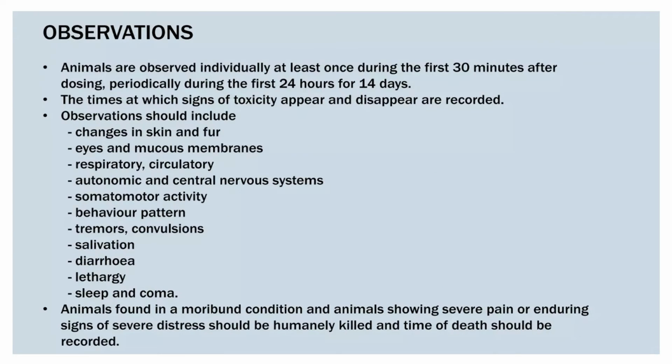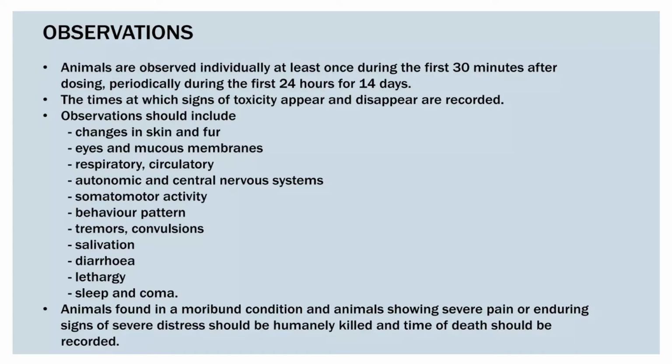Observation: animals are observed individually at least once during the first 30 minutes after dosing, periodically during the first 24 hours, and for 14 days. The first 2 hours are crucial while we are dosing animals and we do not know what the substance is, what the toxic level of the dose is. So we have to observe up to the first 2 hours. The times at which signs of toxicity appear and disappear are recorded.